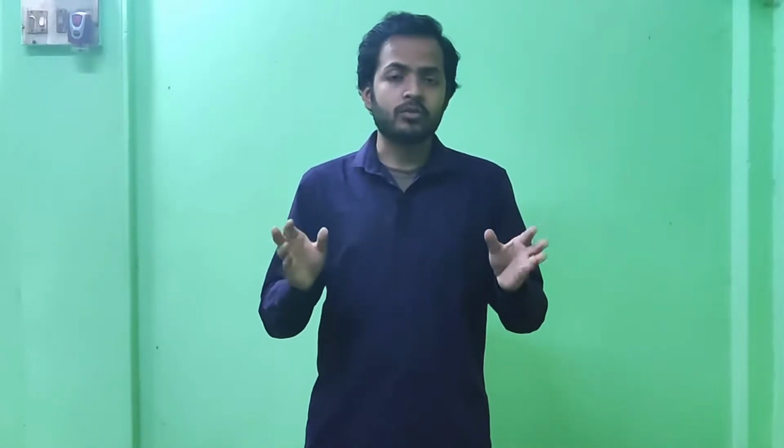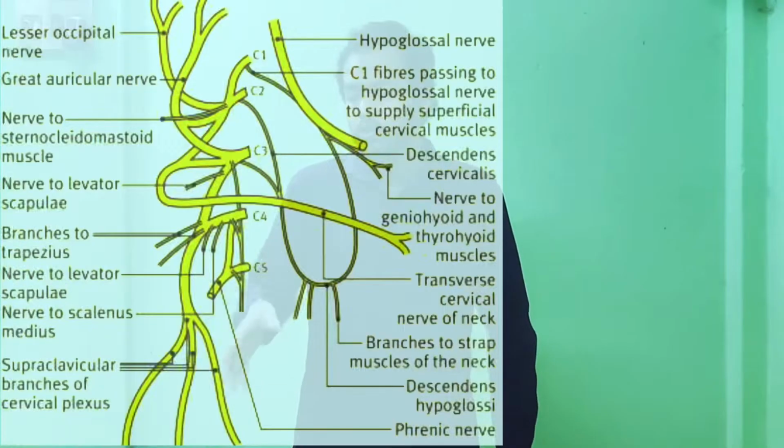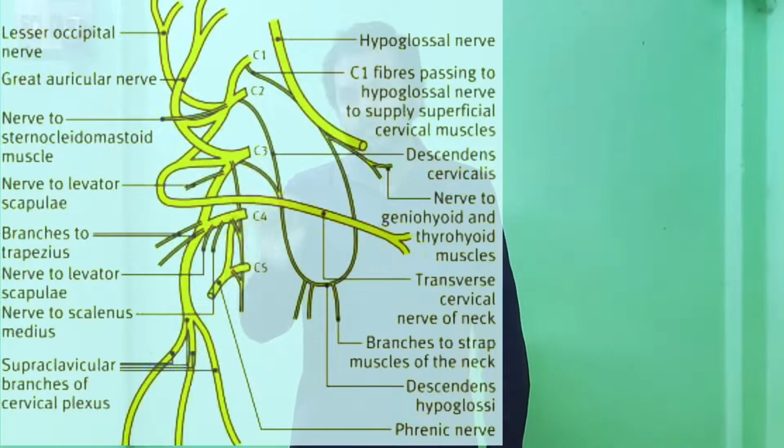Today I am going to talk about our cervical plexus and brachial plexus. I will try to cover both as much as I can, but these two are very complicated, so try to concentrate. Okay, so in the photo you can see C1, C2, C3, C4.